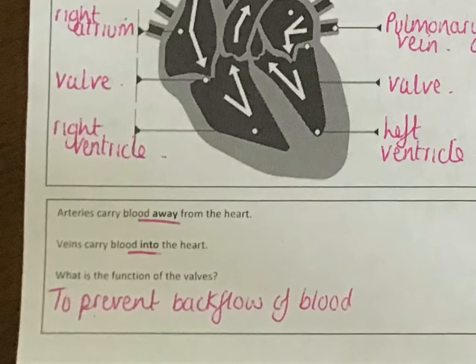What do they do then? Arteries carry blood away from the heart. Remember, artery begins with A and they carry blood away. Veins carry blood into the heart. And what is the function of the valves? They prevent the backflow of blood. When the blood enters our ventricles and the heart contracts to force it out, the valves stop the blood flowing backwards.